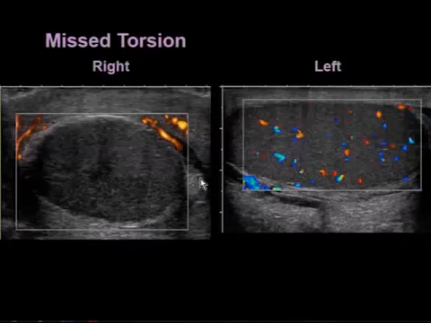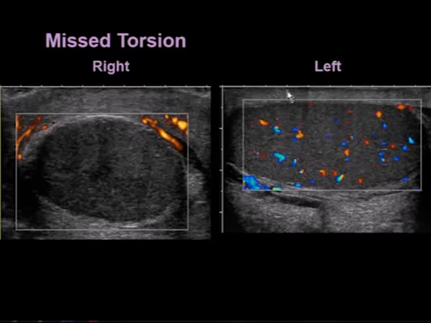So here's a patient with a missed torsion. Notice the nice normal left testicle with a thin scrotal wall. Here is the right testicle. It's hypoechoic, heterogeneous, and there's marked thickening of the scrotal wall as well as increased blood flow in the scrotal wall, but no blood flow inside the testicle itself.